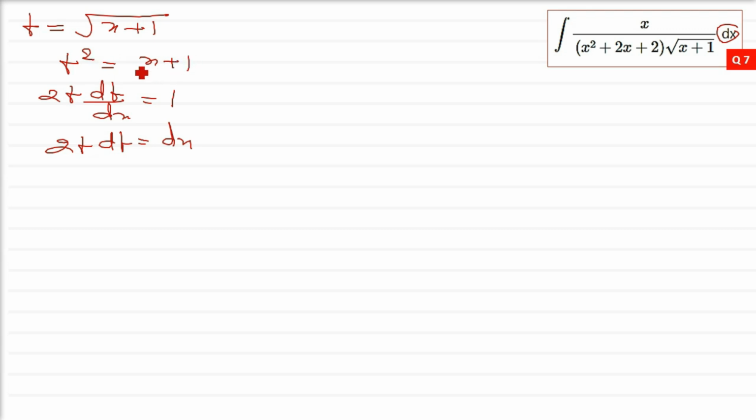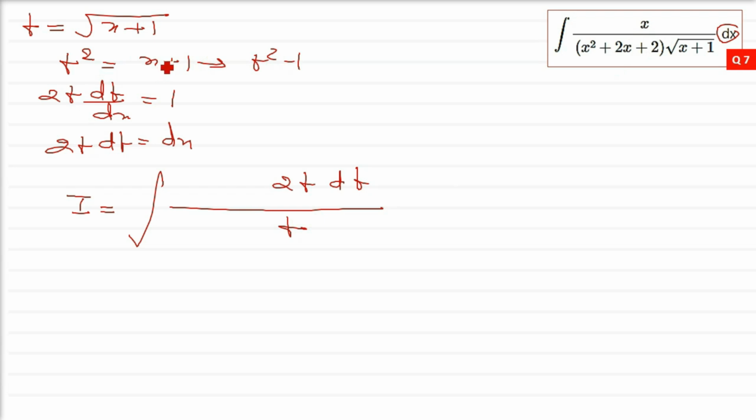So we have to do something for the x in the numerator, x, which is t square minus 1, we can get it from here. And then we also have x square plus 2x plus 2. So let's replace whatever we have got. Dx I am writing 2t dt. Under root x plus 1 we are writing t. In place of x we can write t square minus 1. So let me write t square minus 1 here.